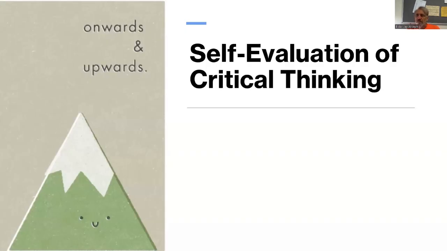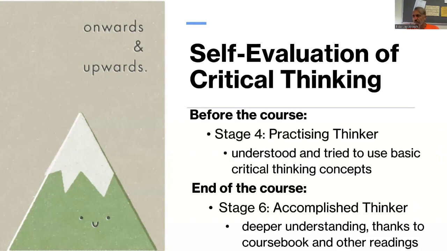In terms of the self-evaluation, obviously as a teacher of critical thinking, I think I started the course at a fairly high level. I would say that I was at stage 4, a practicing thinker, where I understand and try to use the basic critical thinking concepts. But in teaching this course, and especially in using the course book, which gave me some very different ways of thinking about critical thinking, I think that I've kind of achieved stage 6, which is the accomplished thinker.